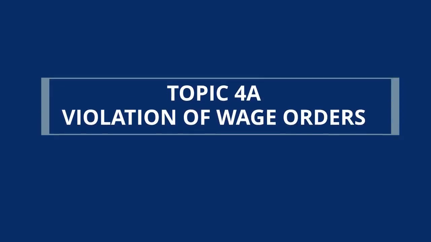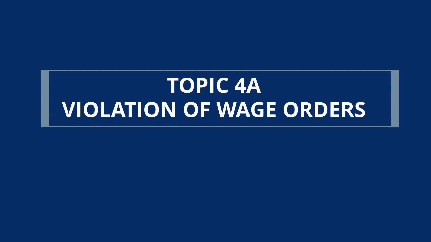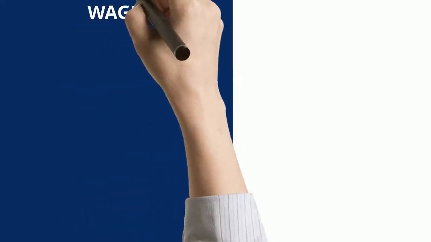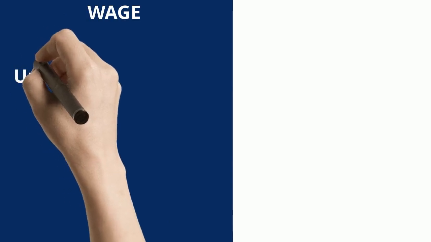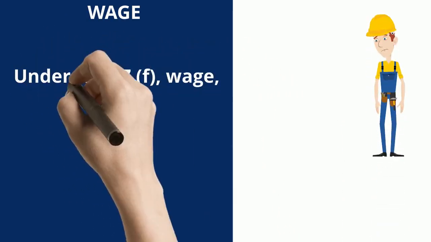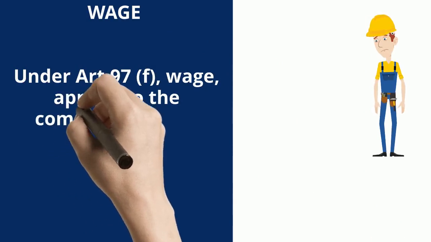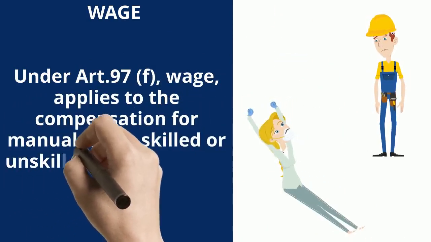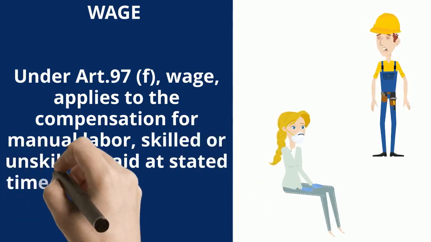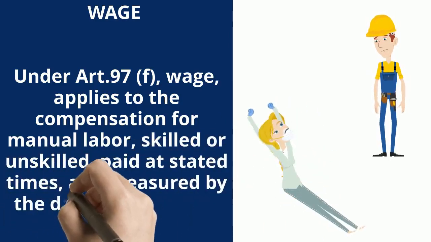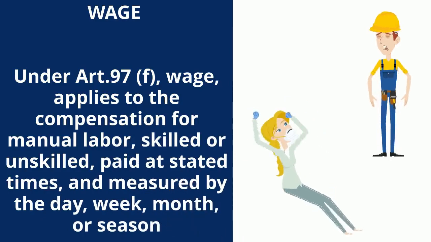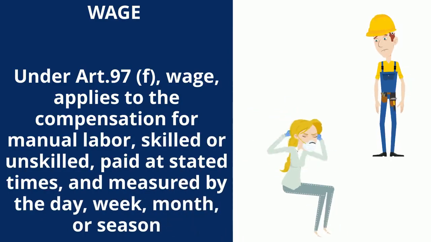And now we are down to our last topic, which is the violation of wage orders. We have learned in the previous topics that wage, under Article 97 of the Labor Code, Section F, only applies to the compensation for manual labor, skilled or unskilled, paid at stated times, and measured by days, weeks, months, or even season.